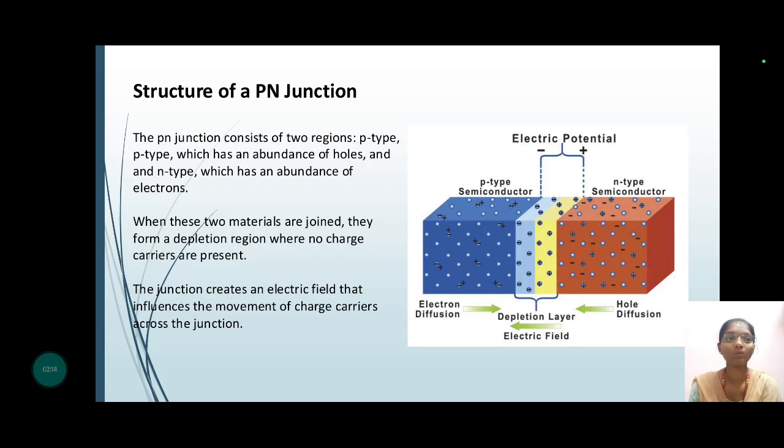Structure of a PN junction diode, as we can observe in the picture. P-type semiconductor on the left side and N-type semiconductor on the right side. P-type carries the minority charges and N-type carries the majority charges. The PN junction consists of two regions, P-type, which has an abundance of holes, and N-type, which has an abundance of electrons. When these two materials are joined, they form a depletion region where no charge carriers are present. The junction creates an electric field that influences the movement of charge carriers across the junction.